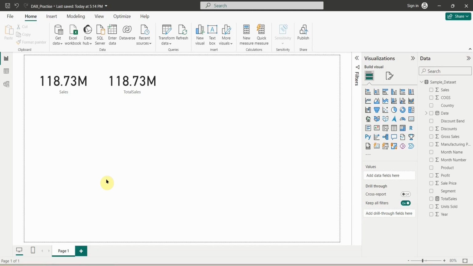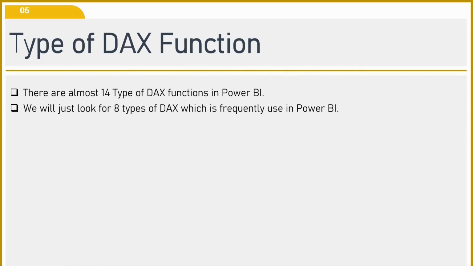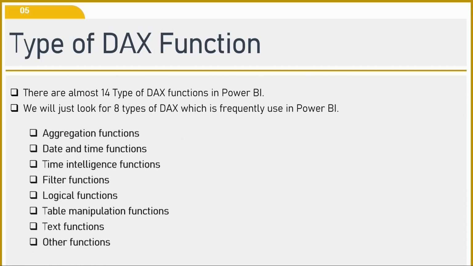Now let us go back to our presentation and see the types of DAX. There are more than 14 types of DAX functions in Power BI. However, we are just going to look at 8 types of DAX which are frequently used in Power BI. If you can see the list, we will see aggregation functions, date and time functions, time intelligence, filter, logical, table, text, and some other functions that are mainly used in Power BI in our day-to-day life.